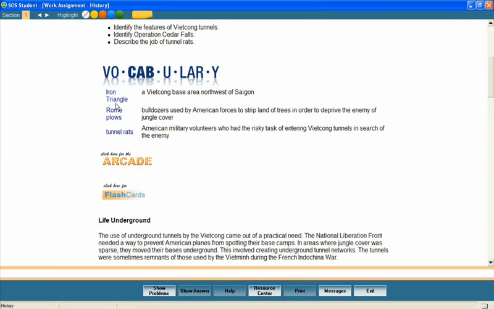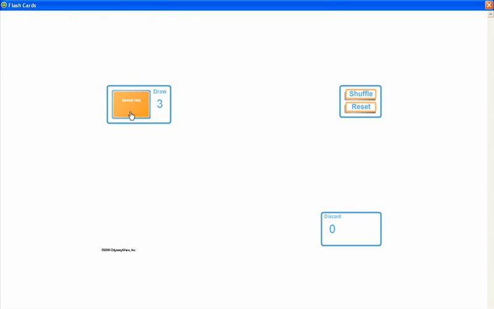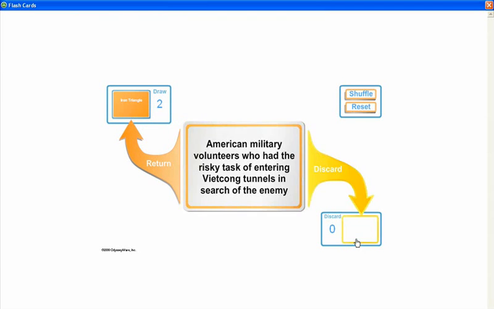Iron triangle. Rome plows. A Vocabulary Games arcade provides additional practice designed to help students to learn the spelling and definitions for the vocabulary from the lesson. Flashcards provides a fun way for students to review the definitions for the vocabulary words. Here's a sample.